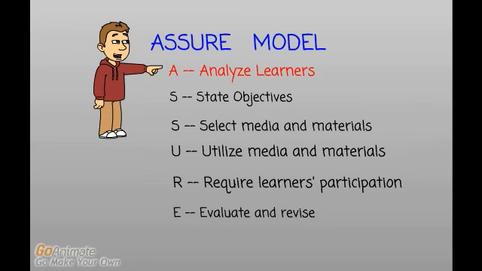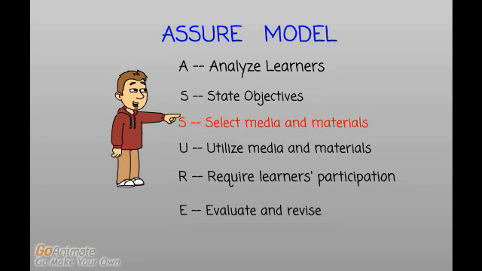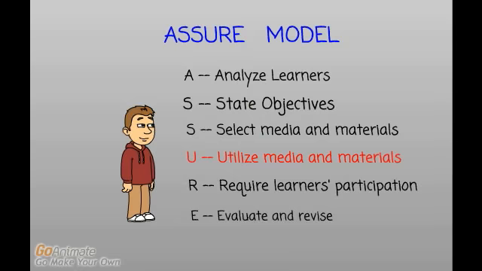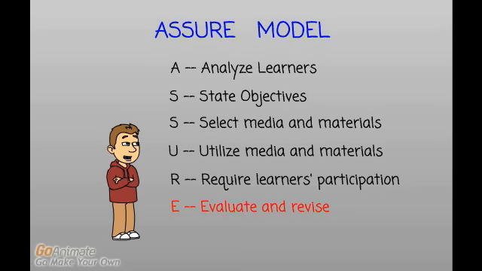The ASSURE model contains 6 steps. The A stands for Analyze the Learner, the first S stands for State Objectives, the second S is Select Media and Materials, the U stands for Utilize Media and Materials, the R stands for Require Learner Participation, and the E stands for Evaluate and Revise.